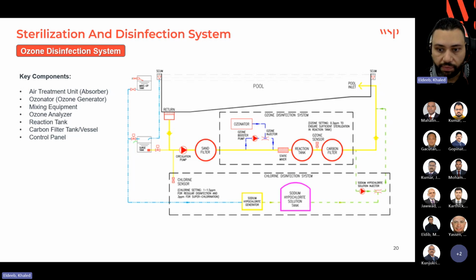So this prevents excess ozone exposure in the pool because, as I said, prolonged exposure to ozone causes damage to the lung tissues of the swimmers.